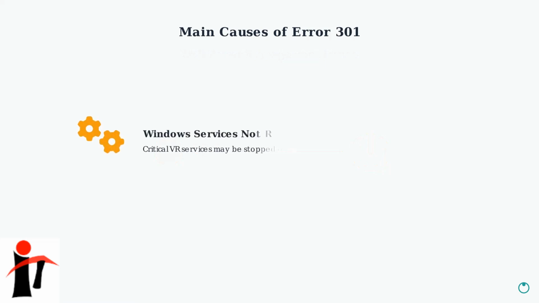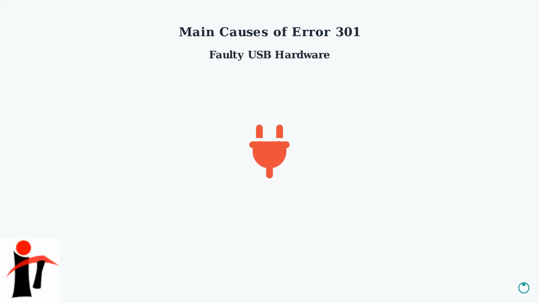Third, critical Windows services may not be running properly. Services like Windows Mixed Reality and SteamVR background processes need to be active for proper VR functionality. Fourth, faulty USB ports or cables can cause hardware communication failures. A damaged USB connection prevents your headset from properly communicating with your computer.